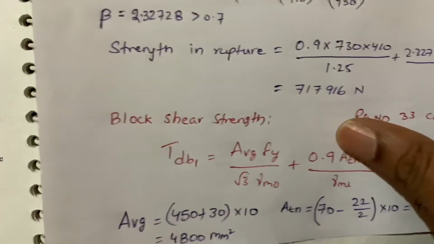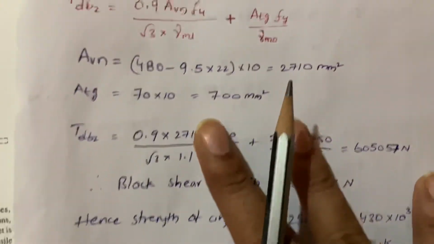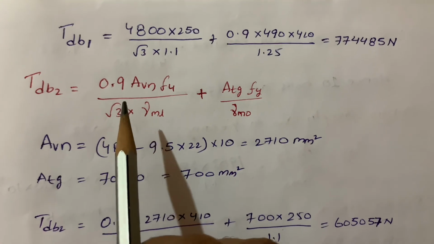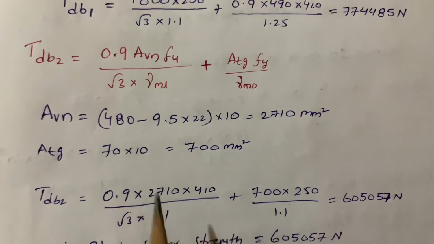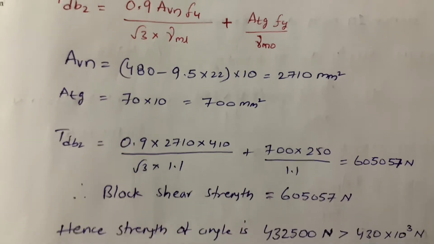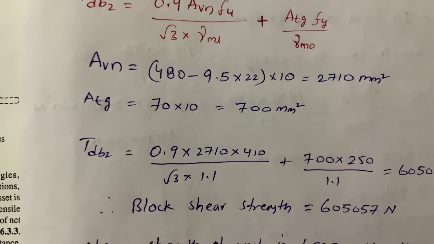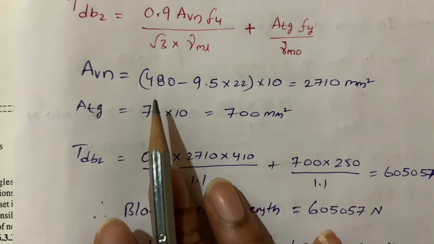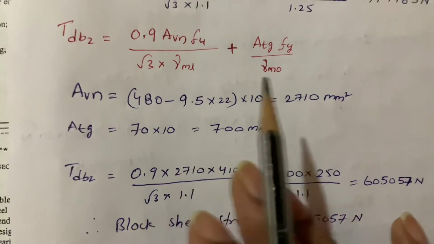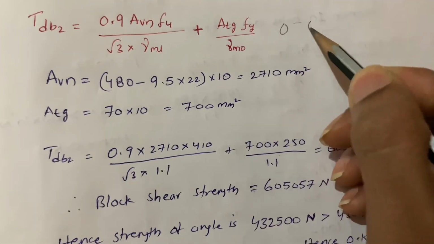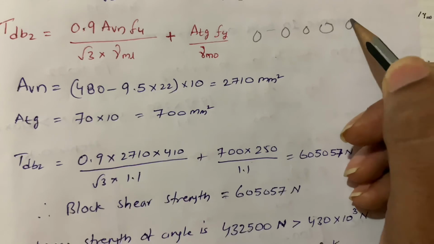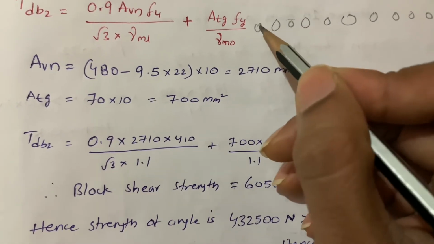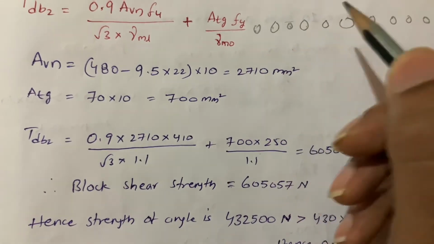Okay, so after calculating this, I substituted the values in the formula. I got this value. And next, TDB2, the second formula, where we need to find AVN and ATG. AVN is nothing but the net area in shear along the bolt line, parallel. So that is 480 minus 9.5. This 9.5 is nothing but, total 10 bolts are there. Okay, 4, 5, 6, 7, 8, 9, 10. If I am taking this as one part, total 10 bolts are there.